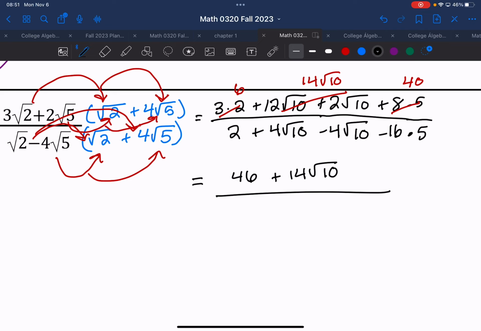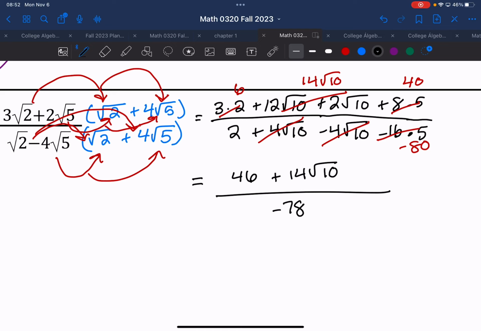Now we're going to do the same for the denominator. Do you see anything that we can cancel right away? The 2 center terms are going to cancel. And so that means we have this negative 16 times 5. What is that going to give us? Negative 80. So we have 2 minus 80, which is 78. Okay? Correct, negative 78.